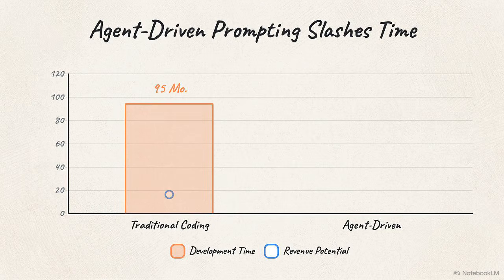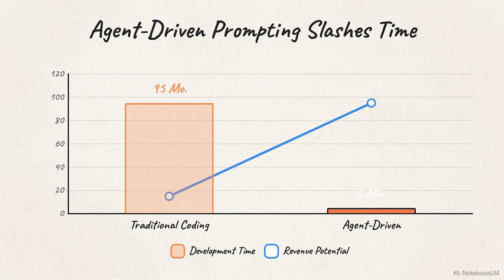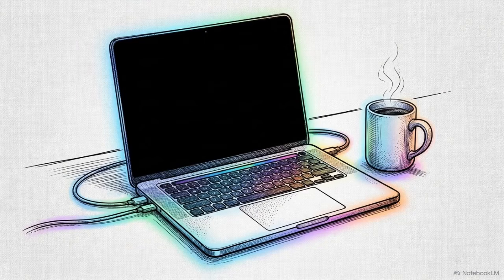On the left, traditional coding requires months of expensive iteration. On the right, agent-driven prompting reduces that timeline to minutes, giving you a viable product ready for market testing almost immediately. To start, you need to set up your workspace.